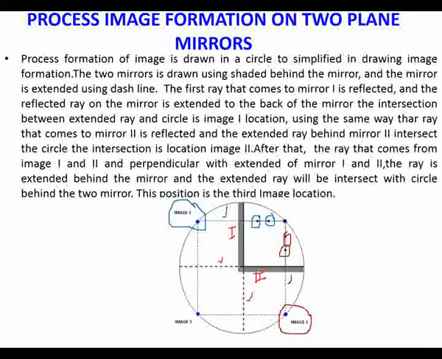After that, the ray that comes from image 1 and image 2 and is perpendicular to the extensions of mirror 1 and mirror 2 is extended behind the mirror. The extended ray will intersect with the circle behind the two mirrors. This position will be the third image location.